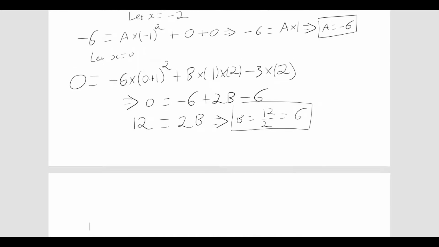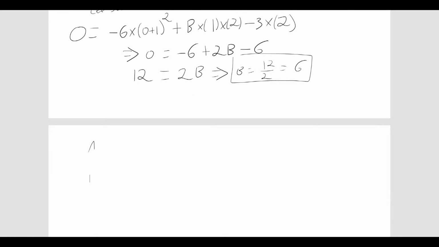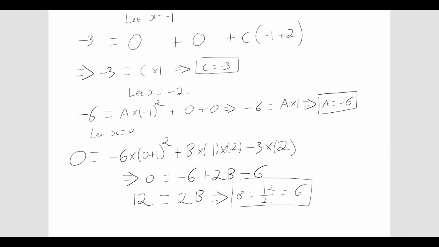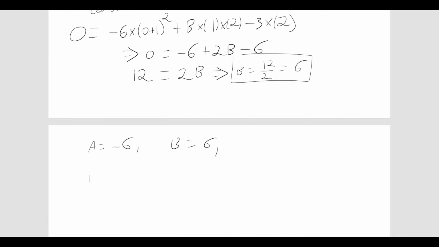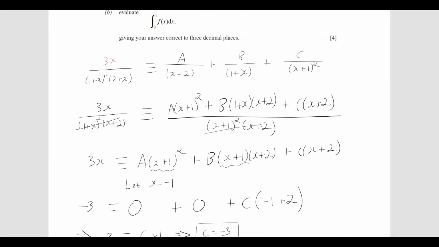There we go. So we now know that a is equal to minus 6, b is equal to 6, and c is equal to minus 3. Okay, and we substitute those back into the original expression.